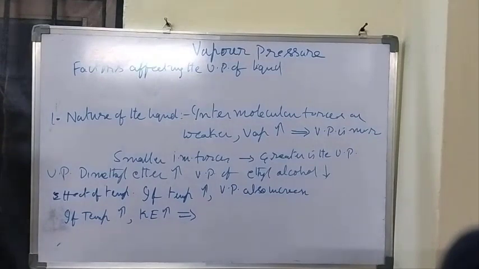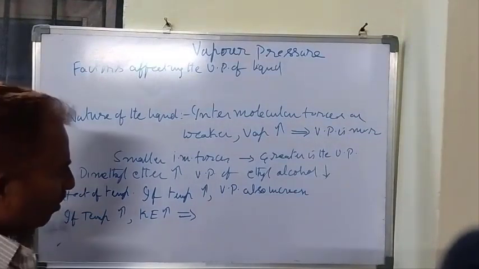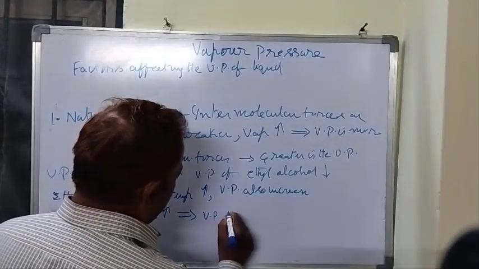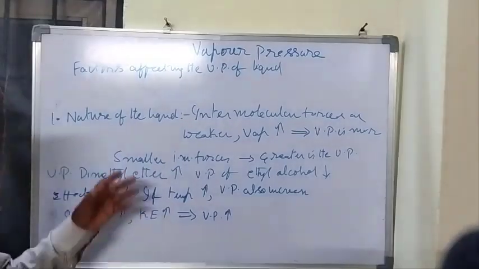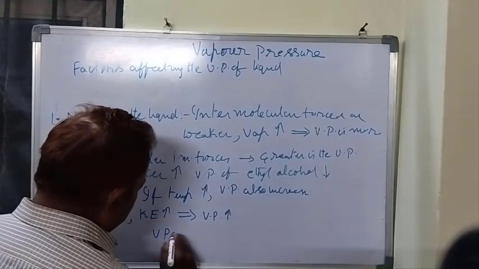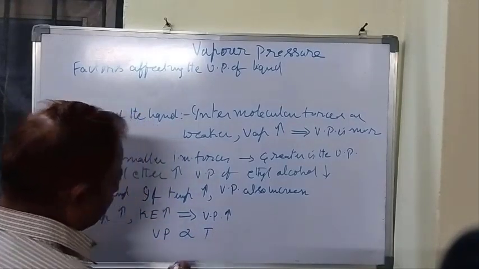Molecules tend to come out of the surface quickly. That means the vaporization process becomes more. As vaporization becomes more, vapor pressure is more. So these are the factors affecting the vapor pressure of the liquid. One is the nature of the liquid and another one is temperature. If temperature increases, vapor pressure increases. Therefore, vapor pressure is directly proportional to temperature.